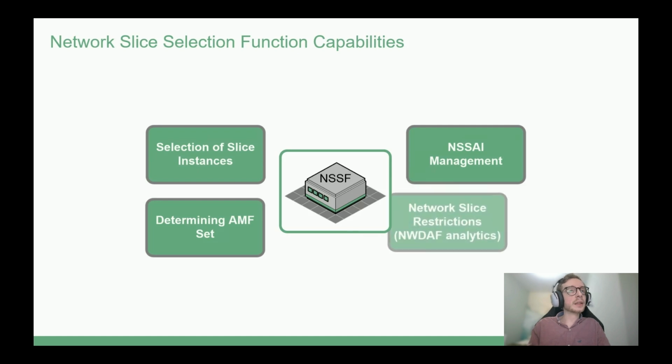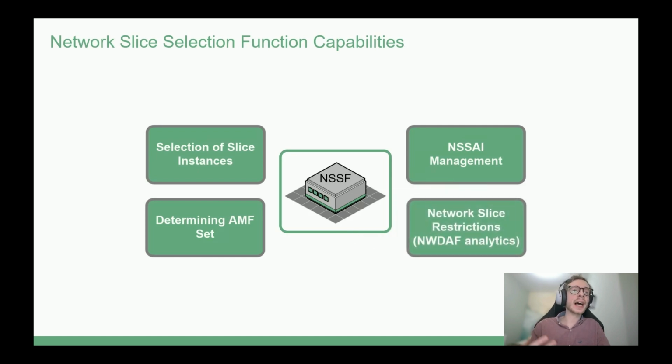And finally, the network slice selection function can actually apply network slice restrictions based off data analytics it receives from the NWDAF. So this could be related to certain load levels. It may restrict certain users from accessing specific slices due to load levels on a specific network slice.